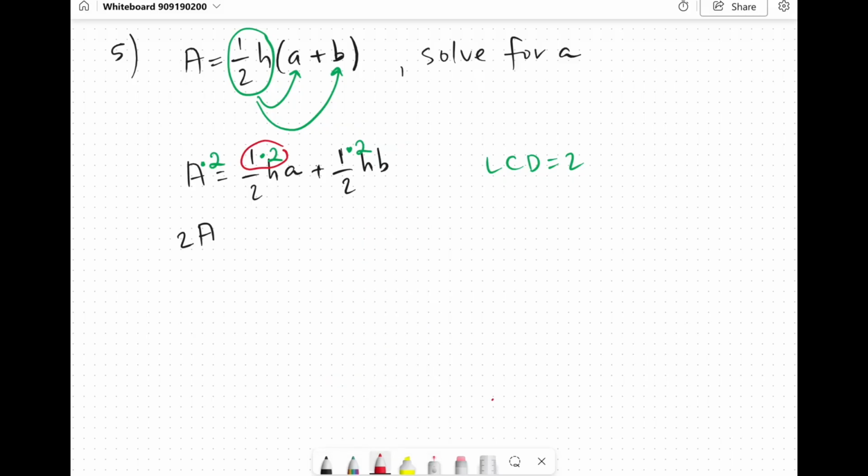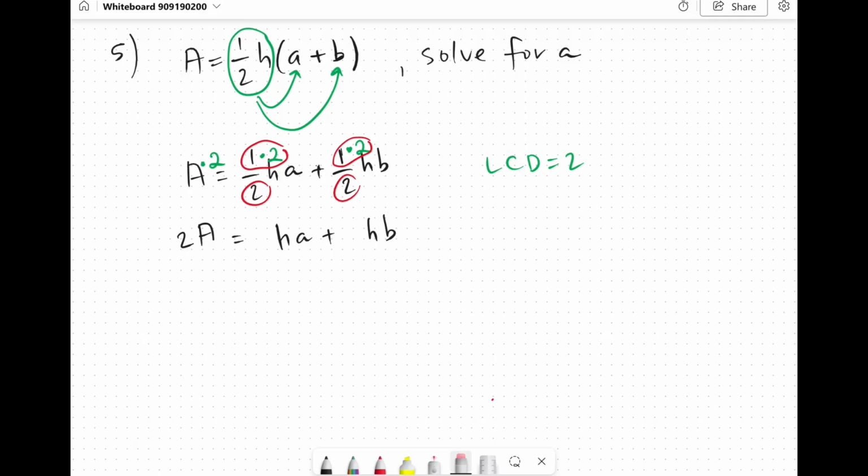On the right, let's see, we have 1 times 2 over 2. So it's 2 over 2, which is 1 HA. And remember, you can just write that as HA. Similarly, here you have 1 times 2 over this 2. So that's 2 over 2 again, or 1 HB, and you can just remove the 1.